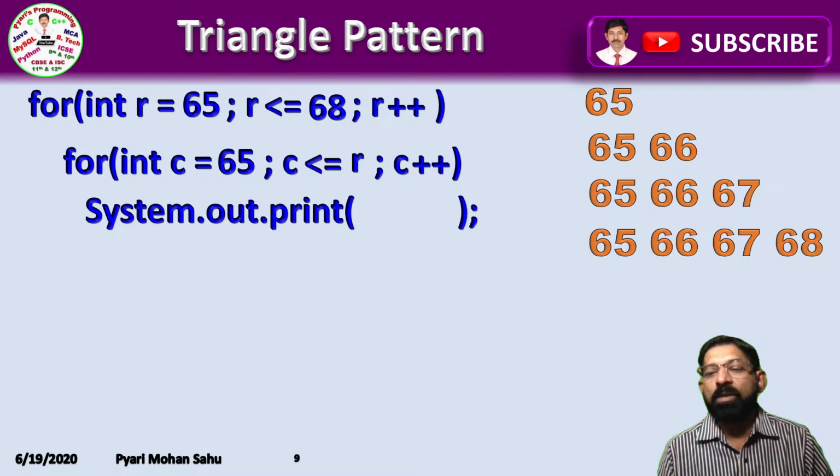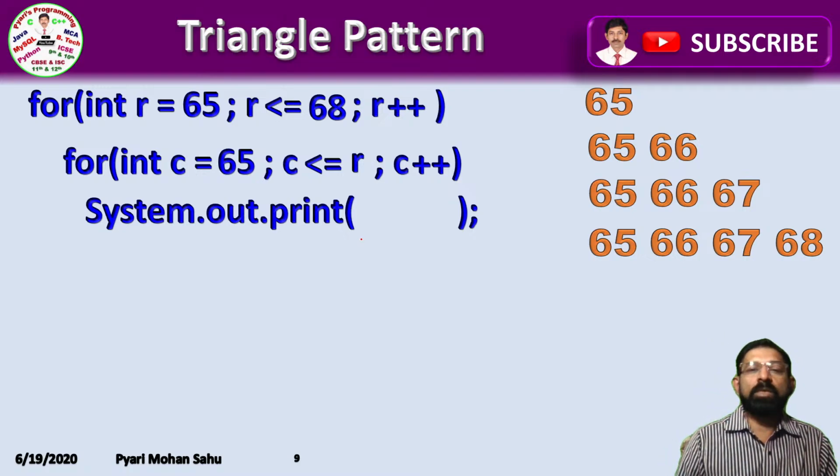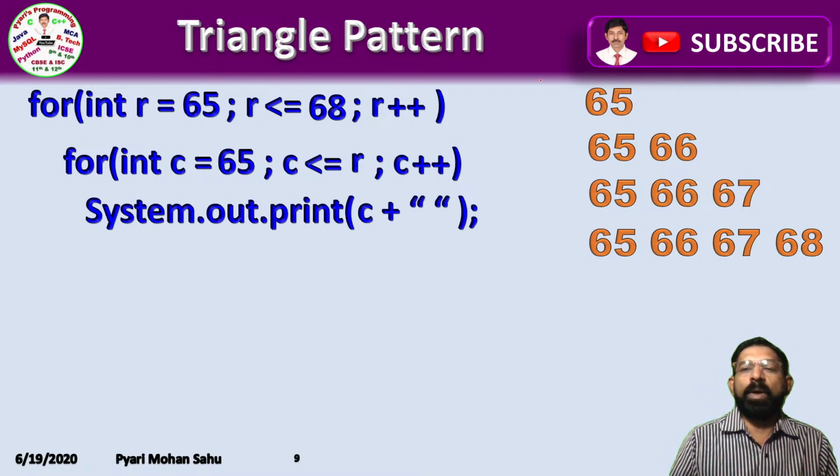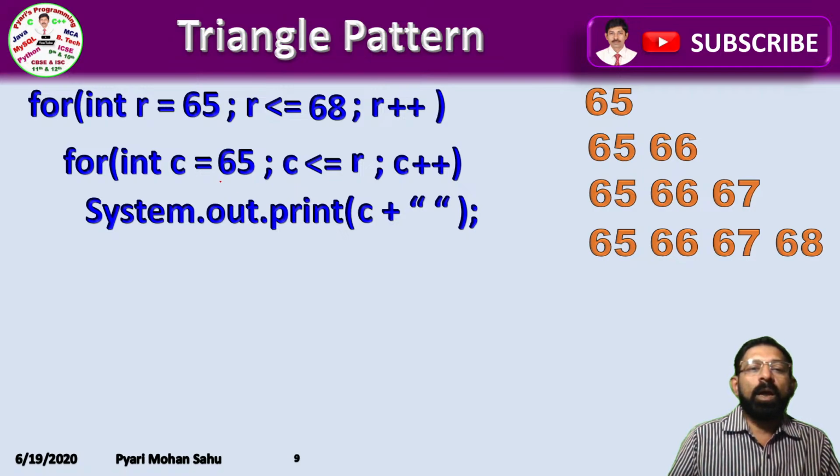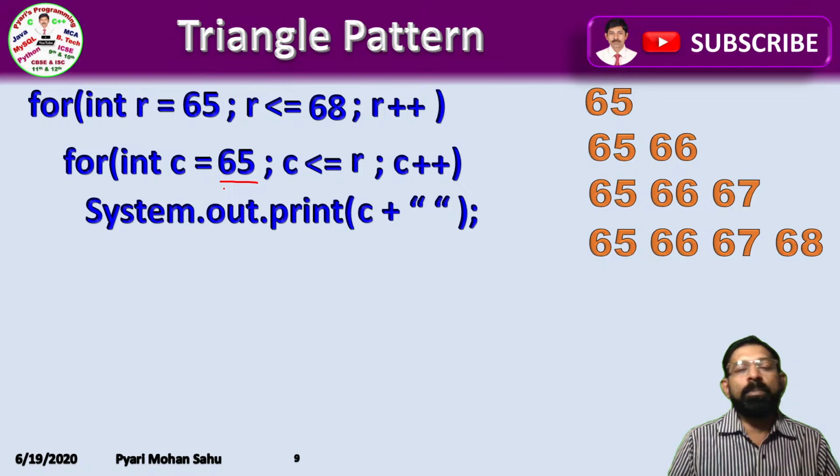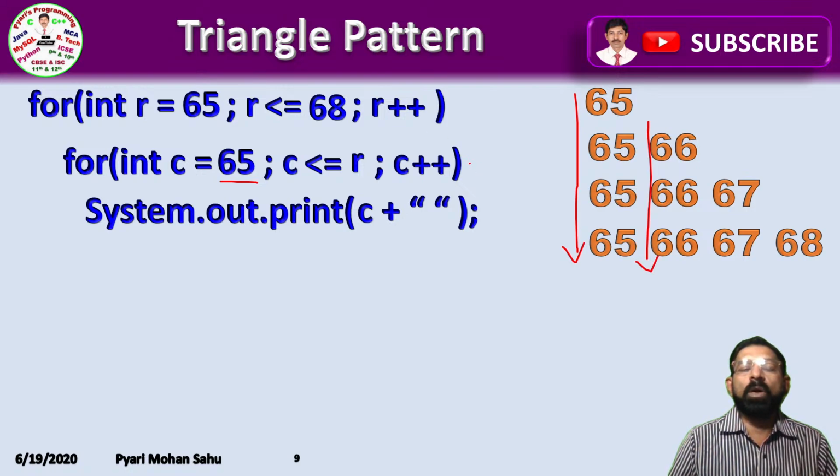Excellent. C, Rajdev. Good. Now I will display C with some space because here initially I will display 65. Next time I will display 65, 66. So which base is it? Column base. Look at this. Column values are the same. So which one is for the column? The inner one is for the column. Because of that reason, it is C.